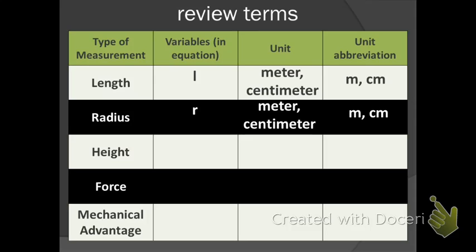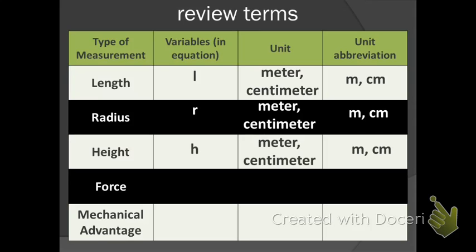What variable would you use for height? Good. How do you measure height? What units do you use? Metric system. They're already up there. Yeah, meters and centimeters. So far, all we're using to measure is a meter stick, abbreviated m or cm.